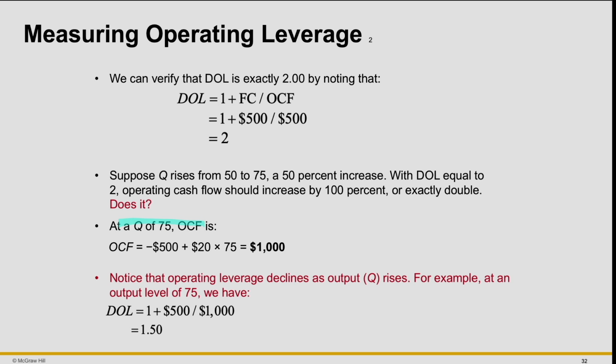So in the case of 75 boats, we do the same sort of calculation. We're going to end up with a degree of operating leverage of only 1.5 instead of the 2. Again, if we went up to 100, you would see that degree of operating leverage drop even further. This is always a good thing. The higher the number of units of output that we have, the lower our degree of operating leverage, the lower the level of our risk.